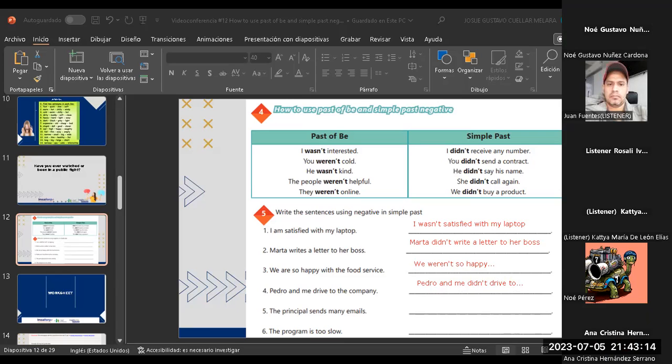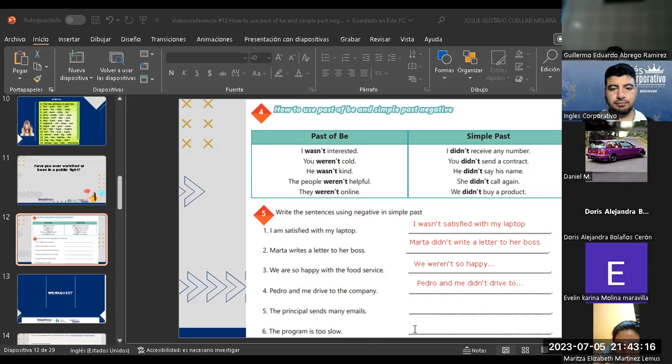Gustavo? Number six. The program didn't, casi too como slow. Como es el is en pasado, ¿cómo decimos is? ¿No te acuerdas?